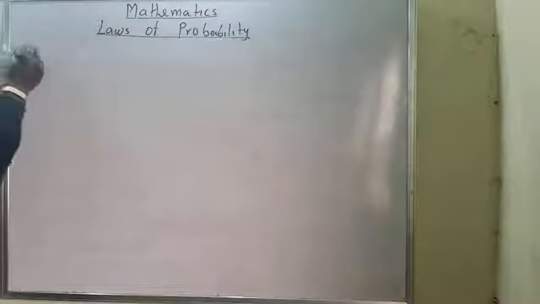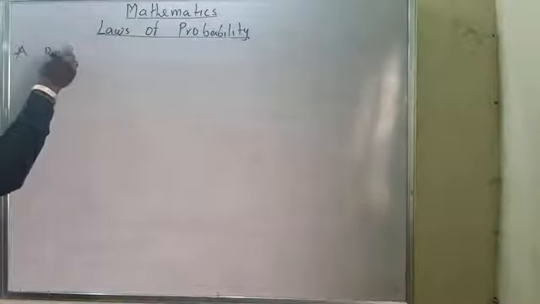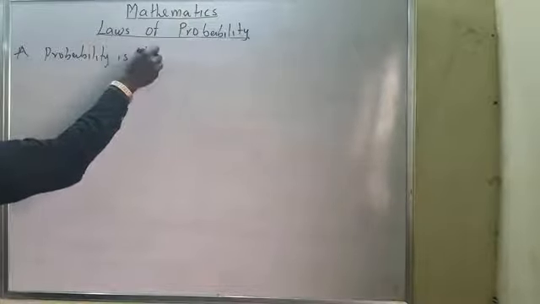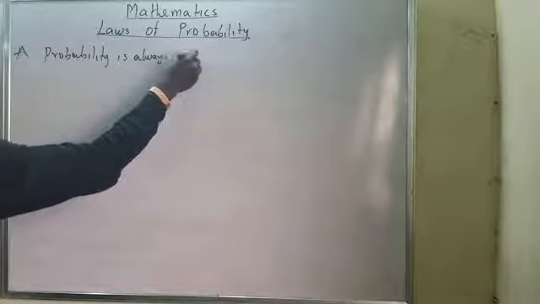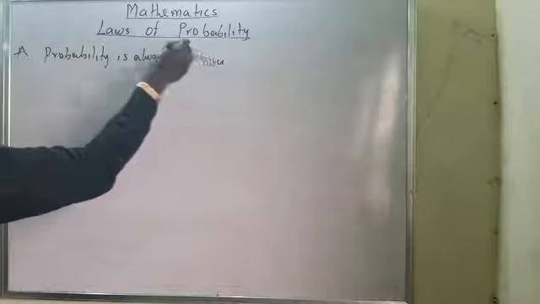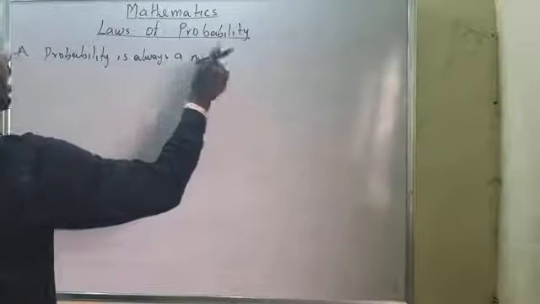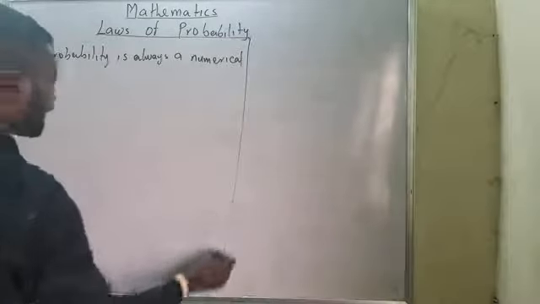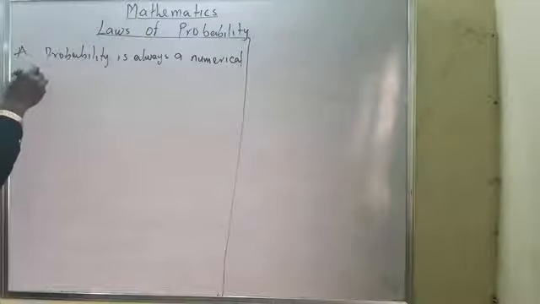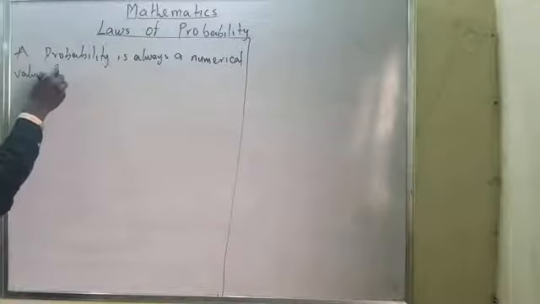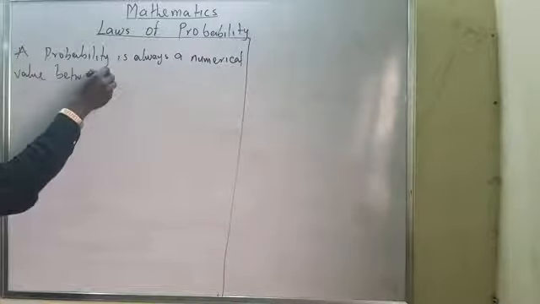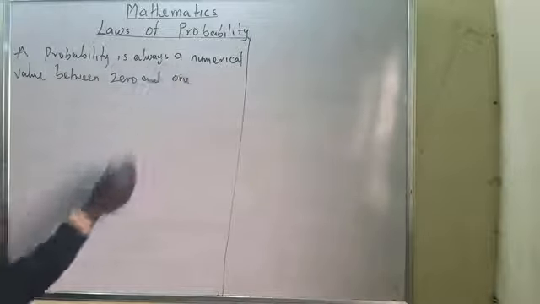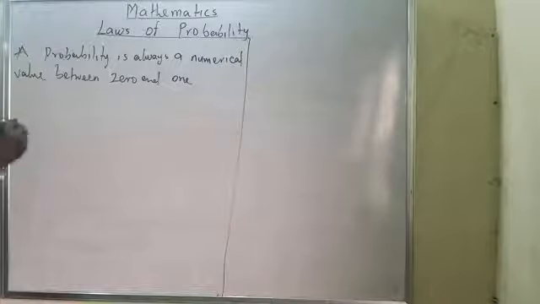Now, a probability is always a numerical value between 0 and 1. Between 0 and 1.